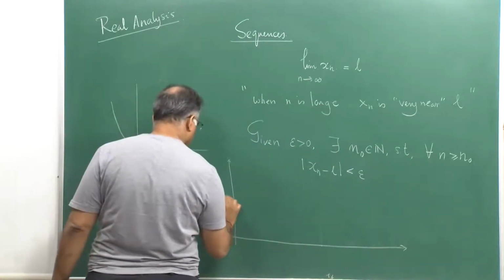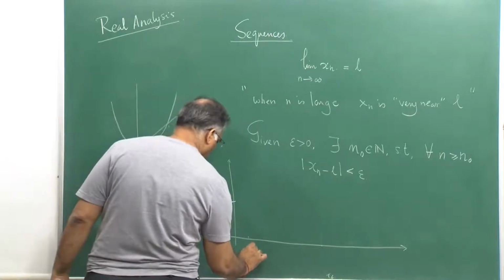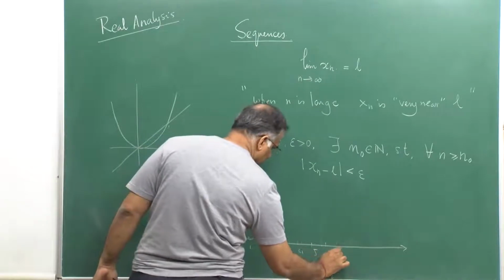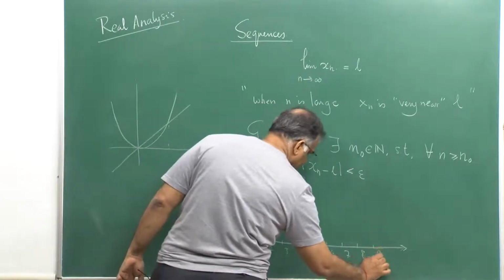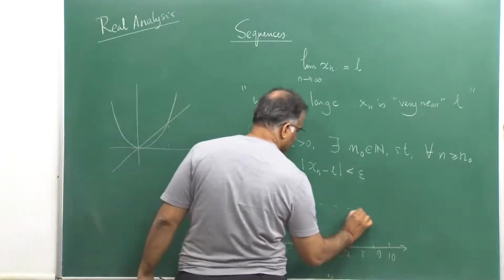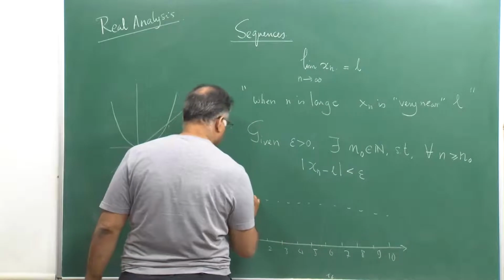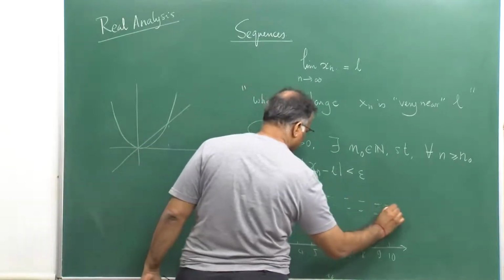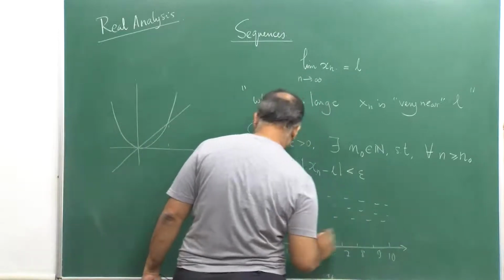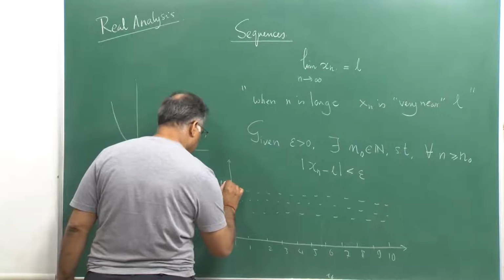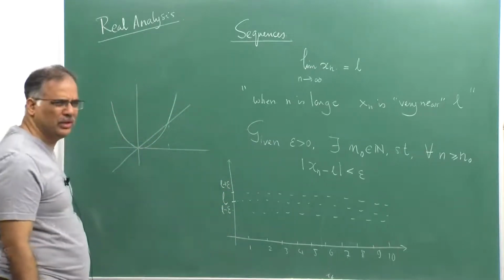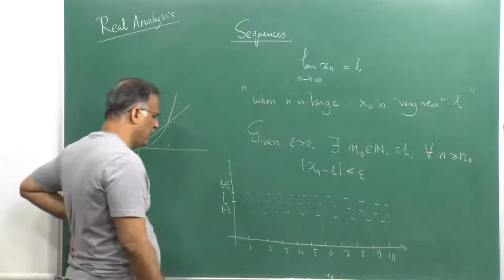Suppose a sequence is said to go to L. So, this is 1, this is 2, this is 3, this is 4, this is 5, this is 6, this is 7, and so on. So, this is L, and then these are the L plus epsilon and L minus epsilon bands. So, it is the 2 epsilon band around L. This point is L plus epsilon and this is L minus epsilon.